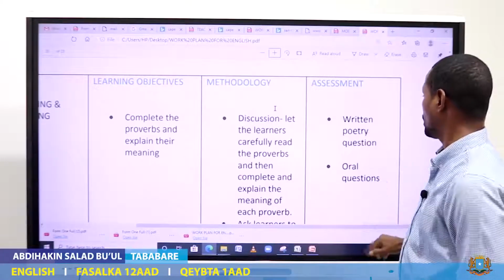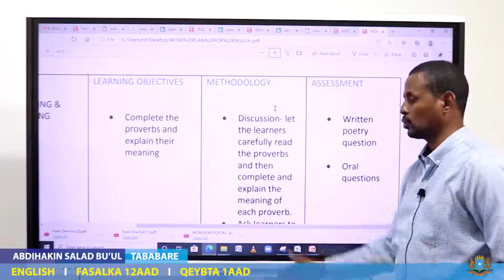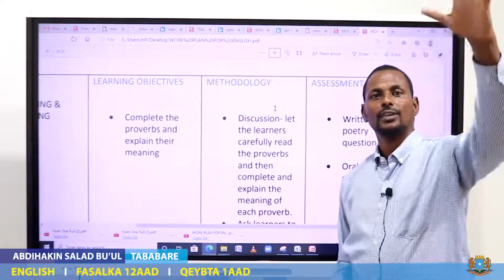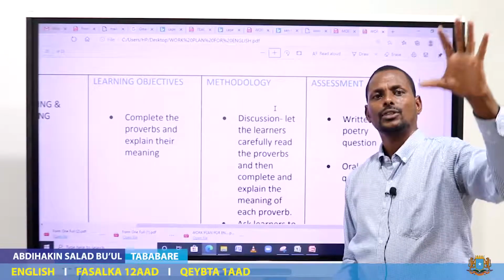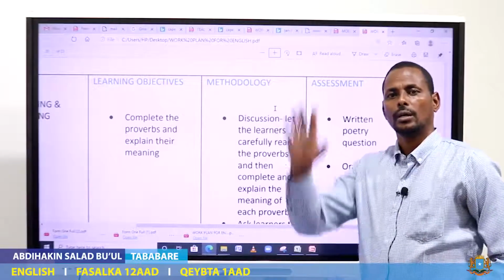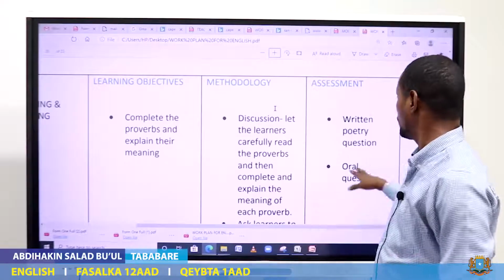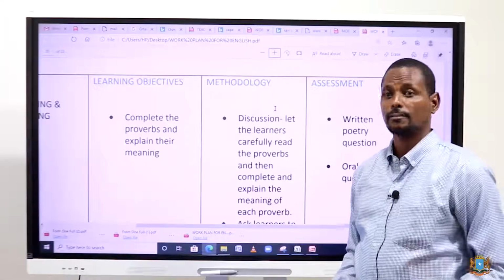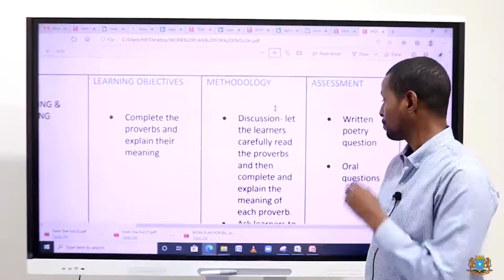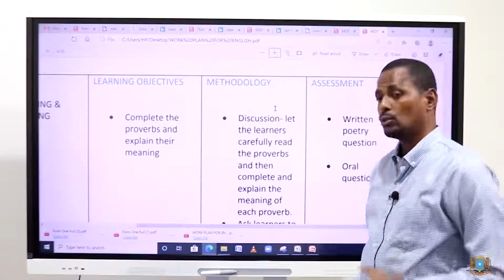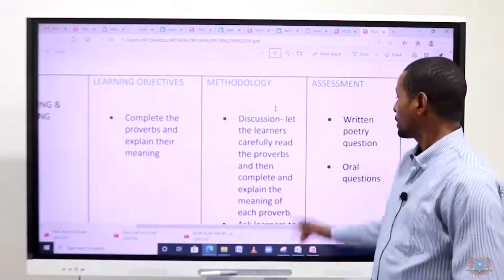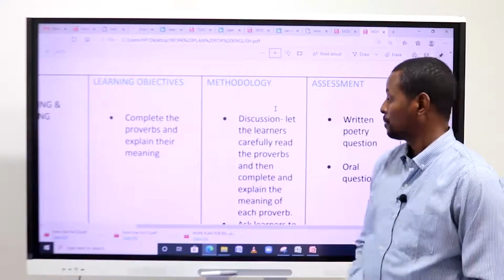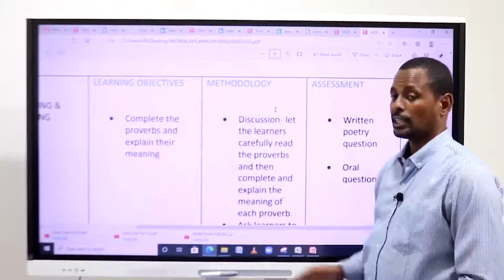Written poetry questions and oral questions. Sometimes these questions are to motivate the students. After you have read the poem, select three questions by show of hand. Ask them, let them answer orally. And it's very important, oral questions and answers. Let them answer the questions. Now that was for the poetry part in the listening and speaking segment.